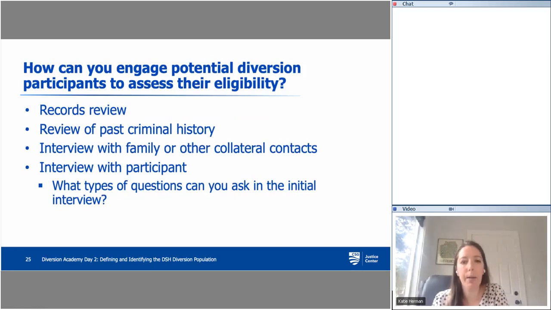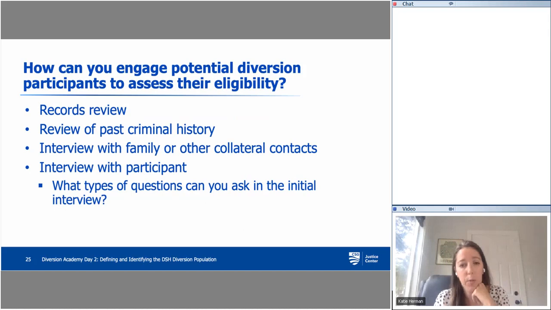So this is again talking about how we engage potential diversion participants to assess their eligibility for this program. Obviously, a records review is really important. Ideally, get a client to sign a consent form so that you can get previous hospital records, previous outpatient treatment records, and review their jail mental health records. If they have past state hospital hospitalizations, try to get access to those records.